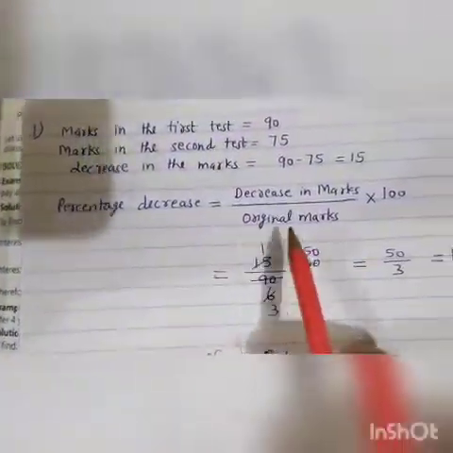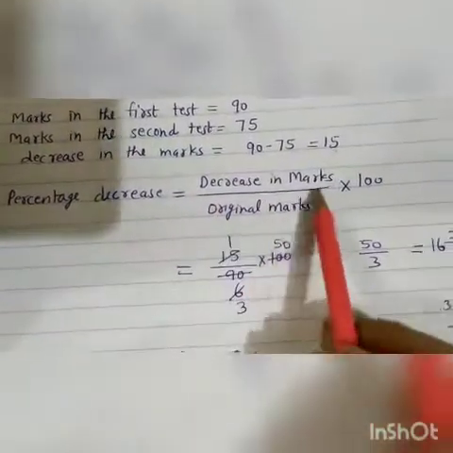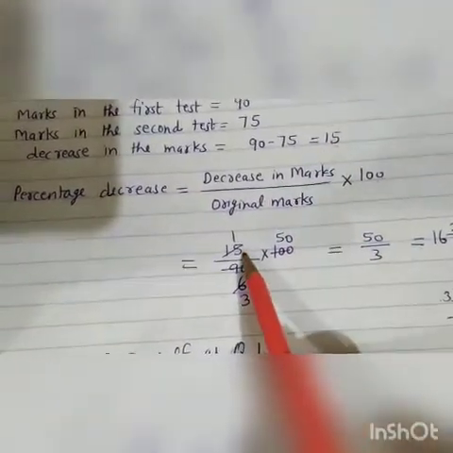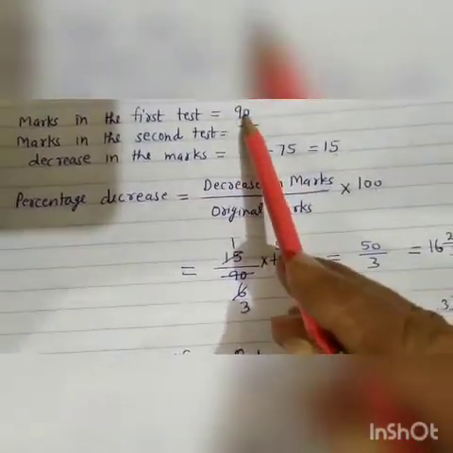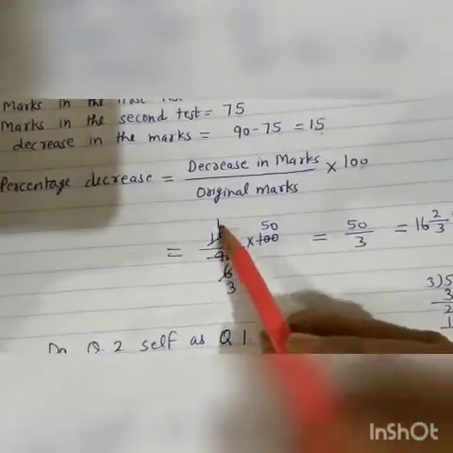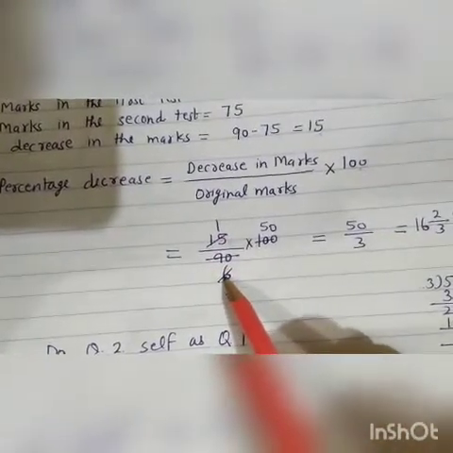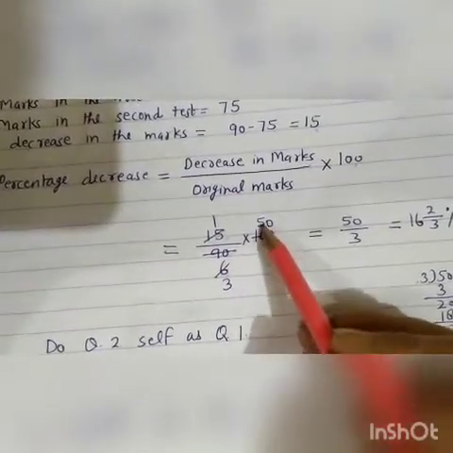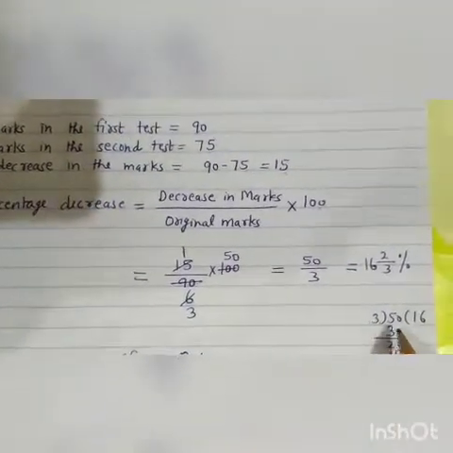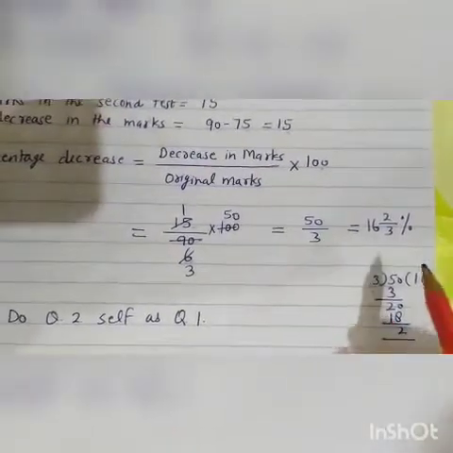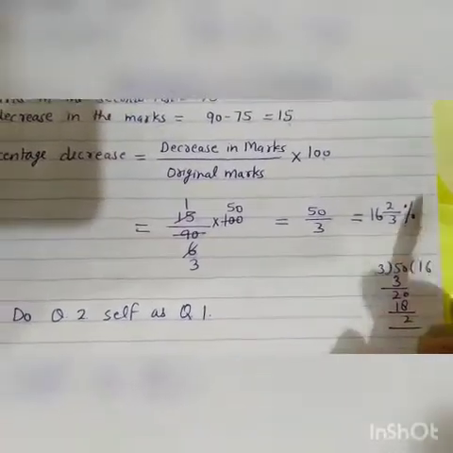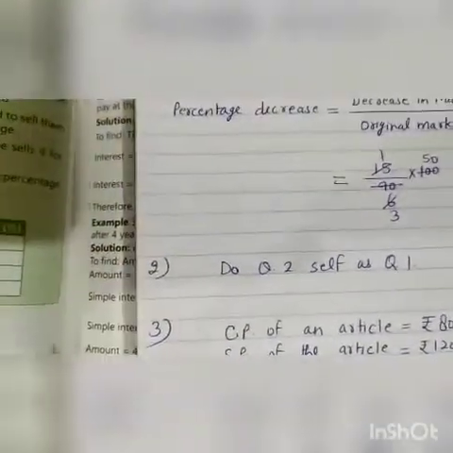Percentage decrease is decrease in marks upon original marks, multiplied by 100. Decrease in marks is 15 and original marks are 90. So 15 upon 90 into 100. Now simplify it. 15 ones are 15. 15 sixes are 90. Then 2 threes are 6. 2 fives are 10, 0. It means 50 upon 3. When we divide this 50 by 3, we will get 16 and 2 upon 3 percent. Clear?